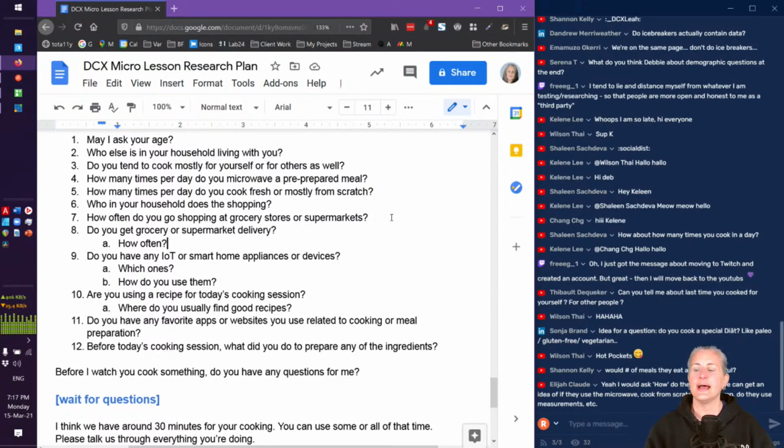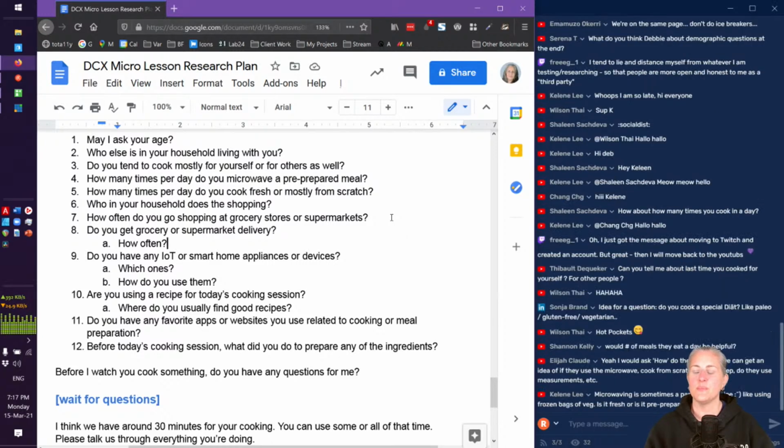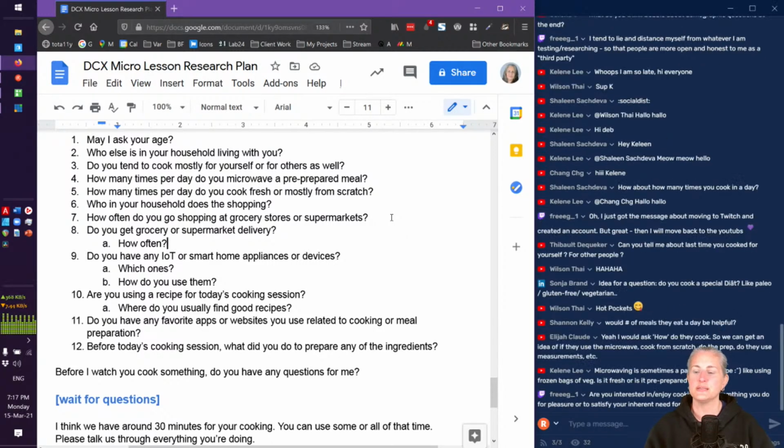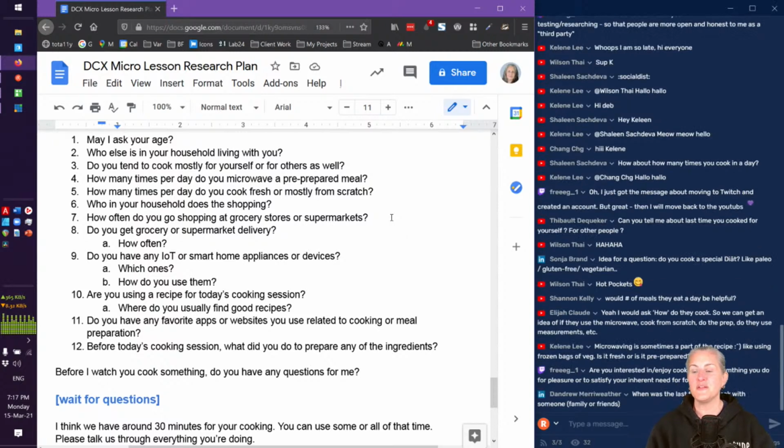Elijah says, I would ask how they cook. Can we get an idea if they use microwave, scratch, prep, measurements? Kayleen says microwaving could be part of the recipe, like you've got a frozen bag of vegetables. Freeg says, do you enjoy cooking? Is it something you do for pleasure or to satisfy your need of food? Dandrew says, when's the last time you cooked with someone else?